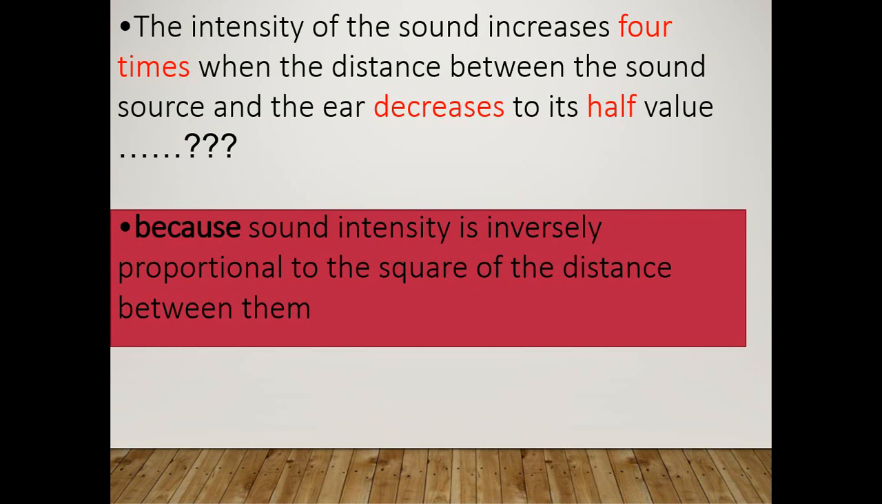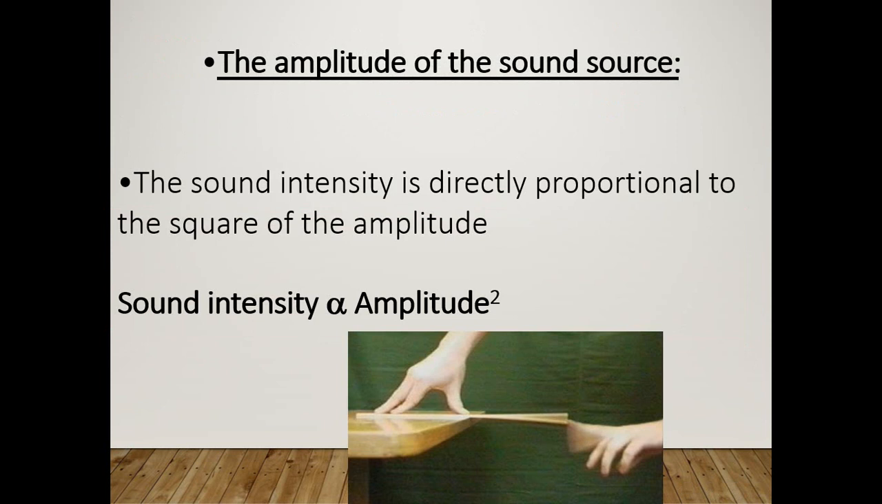Let's continue with the amplitude of the sound source. The sound intensity is directly proportional to the square of the amplitude. When you do this activity using a ruler and hold it down with your hand, the ruler moves up and down and makes sound. When the ruler makes a maximum displacement, more sound intensity falls and more sound is heard. And when the amplitude decreases, less intensity is heard.